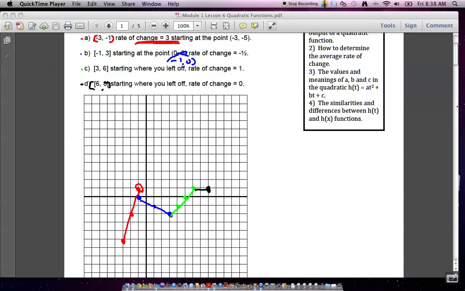Okay? And again, I come back to what we call this, which is a piecewise linear graph. Okay? Any questions at all about how to get this done?